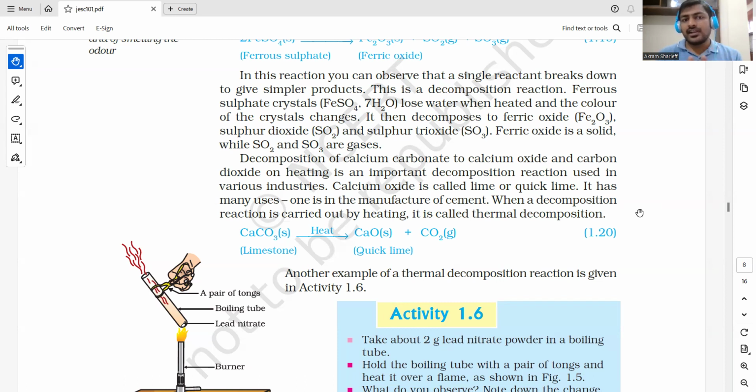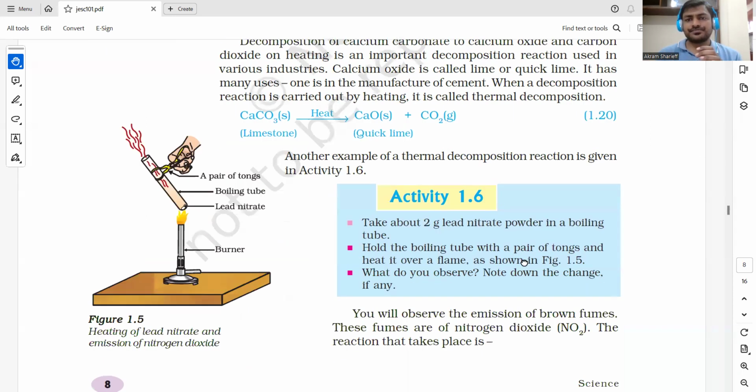How? The reaction in which heat is taken by a compound to break into two or more products is called what? Thermal decomposition reaction. An example is that when I burn calcium carbonate, basically I'm supplying the heat. It will turn into calcium oxide and carbon dioxide.